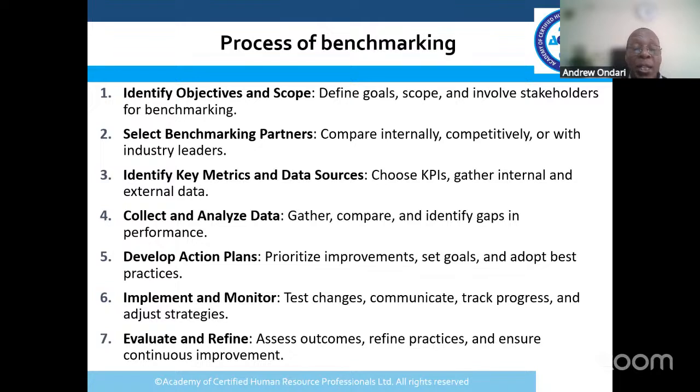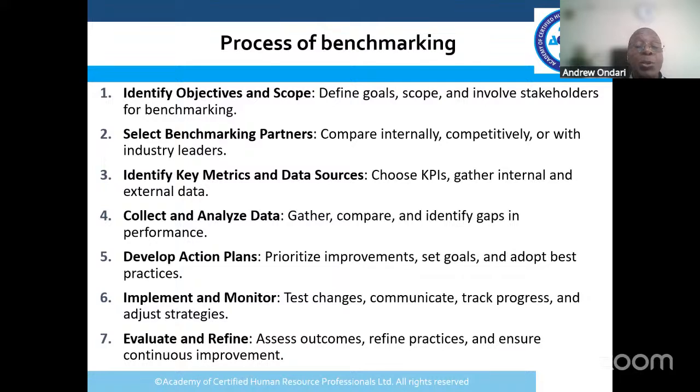So if you are going to prioritize, look at the areas that need improvements immediately, and others can follow. And once you have developed those action plans, then the next step is to implement. And in implementation, you do 3 things. 1, you assign duties. 2, you allocate resources. And 3, you monitor progress.